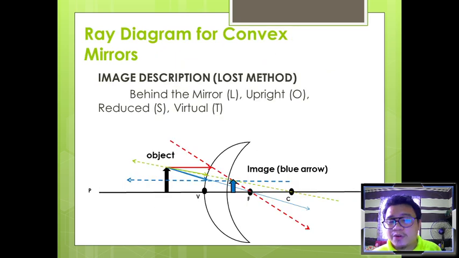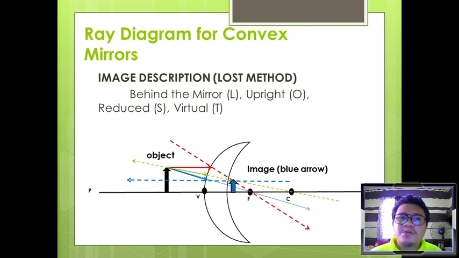And of course, it's reduced. Just look at the comparative size between the black arrow and the blue arrow, and you will see that it's really getting smaller. And of course, the type of image is virtual, because virtual images are always upright images. And that's how we follow ray diagram construction for convex mirrors. Unlike concave mirrors, the images formed by convex mirrors are always behind the mirror, always upright, always reduced, and always virtual.